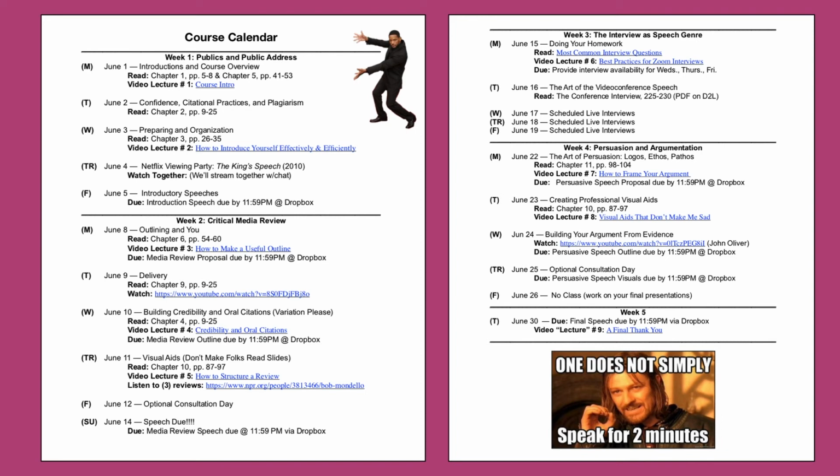On June 4th, I just want to highlight this, I'll be hosting a Netflix viewing party, streaming party, where we can screen the film The King's Speech. More info on that later. And as you can see on June 5th, as an example, the word due in bold indicates that you have an assignment due that day. I always have assignments due at 11:59 p.m. via Dropbox, with one exception, which will make sense in a bit when I describe the 4 major speeches.